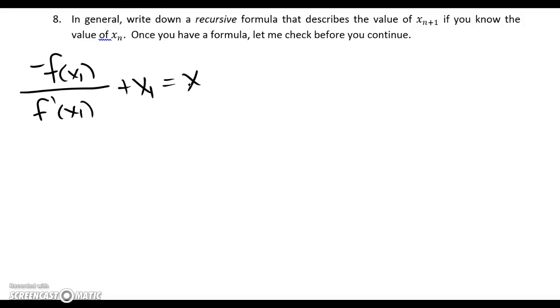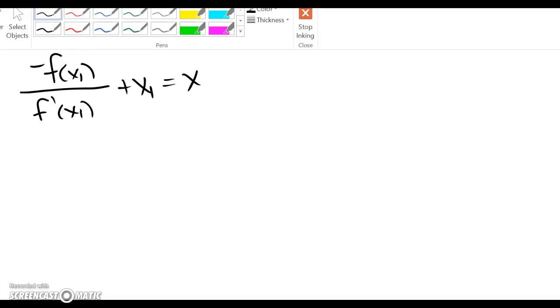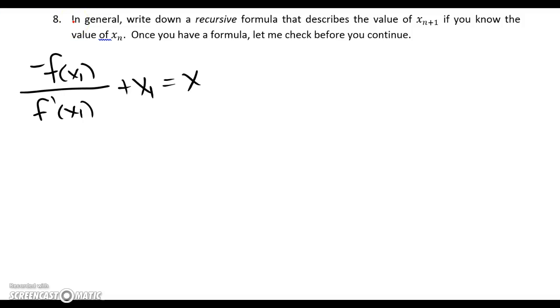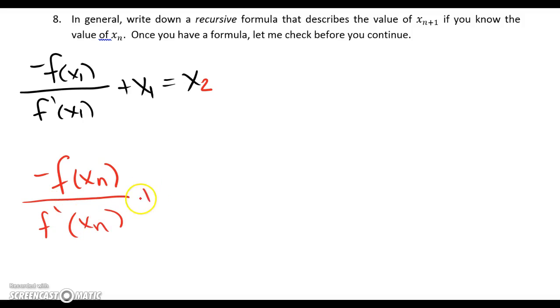Now x1 is technically that first value that's given to you, and then x is the next number in line. So what we can do is we can generalize this to be a different formula, where instead of looking at the first x value and then the second, we can say negative f of xn, meaning our nth iteration, divided by f prime of xn plus xn is equal to xn plus 1. And we can then use that for any of our iterations to find solutions.